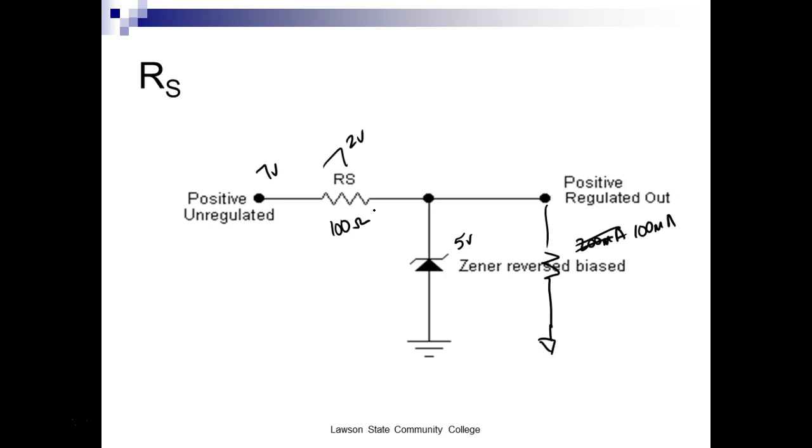Since RS is a series resistor, all current in the circuit between the Zener current and the load current has to flow through RS. So how much current is flowing through RS? How much current is flowing through RS to make it drop 2 volts? It's 100 ohms, guys. So my total current in the circuit would be equal what?